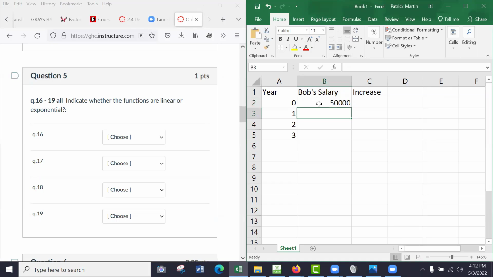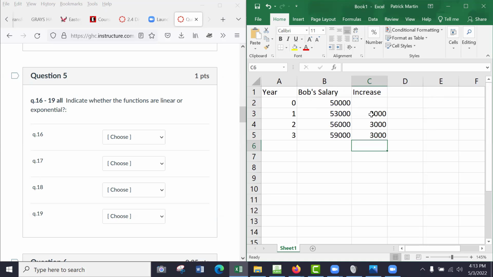So the next year it'll be 53,000. So the next year it'd be 56,000. And then 59,000. Okay, so each year it's increasing by $3,000.